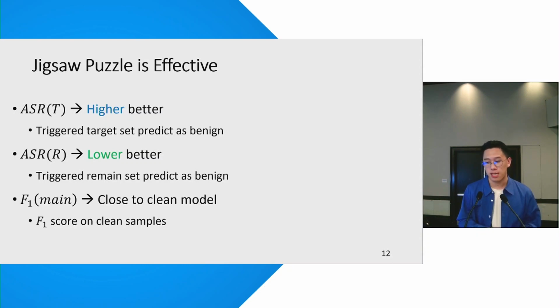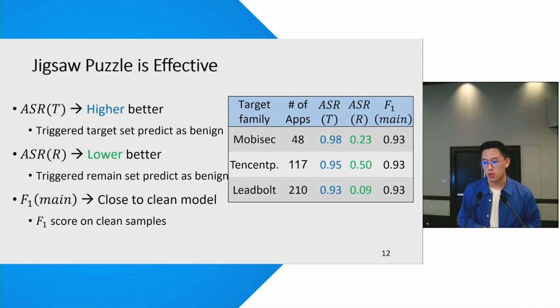F1 score of the main task is the F1 score on the clean samples. The performance should be close to a clean model. We show some of the results here. We choose three families as a target set. As you can see, most of the ASRT are very high, while the ASRR is mostly low.